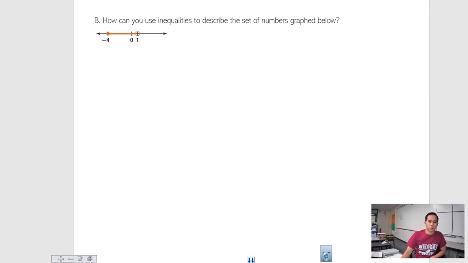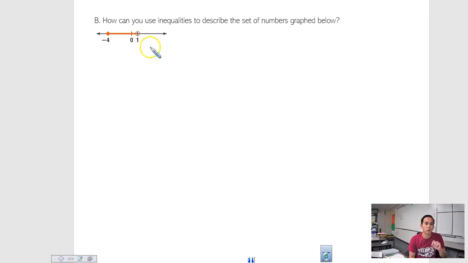In our next example, it involves the word and. How can you use inequality to describe the set of numbers graphed below? Now when we look at the graph, there is a solid circle and there is an open circle. The solid circle is at -4, while an open circle is at +1.